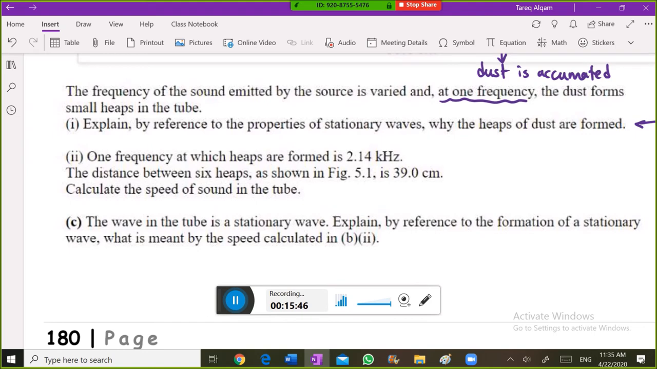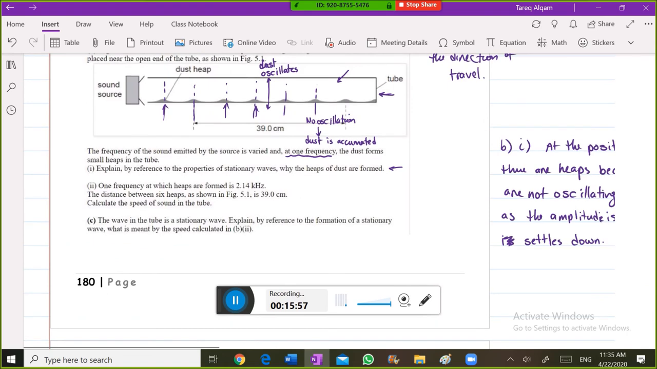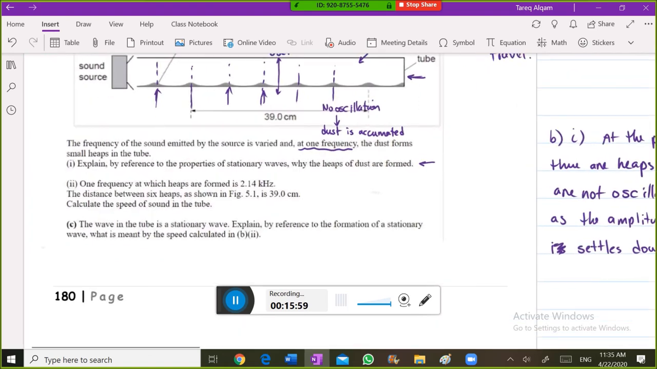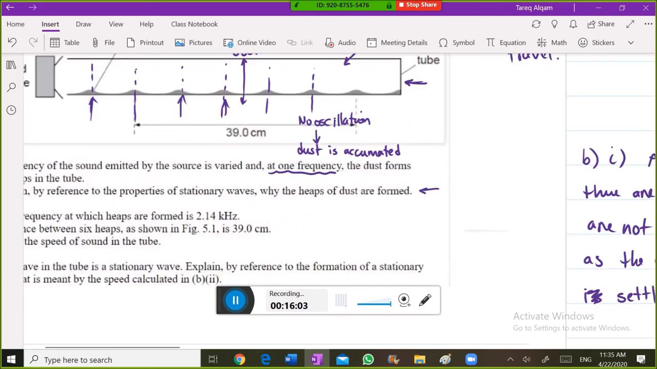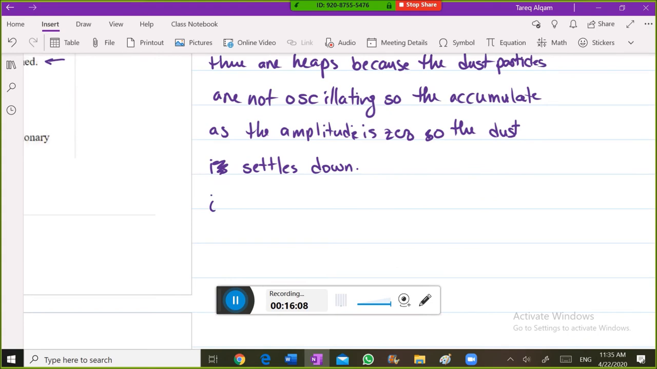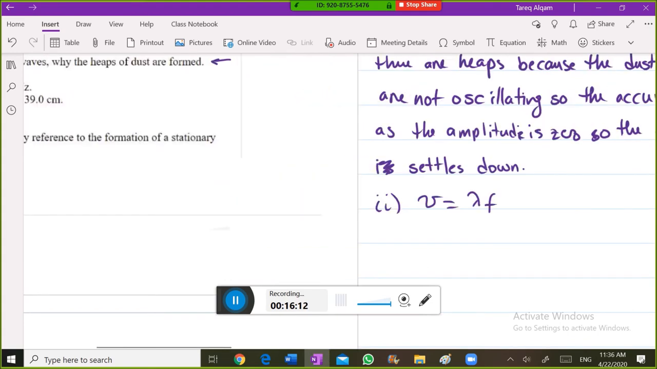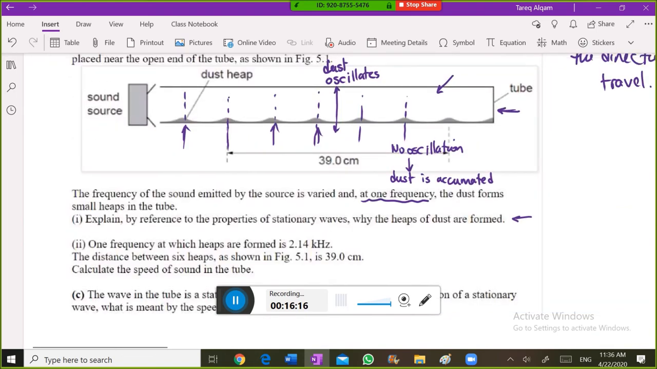One frequency at which heaps are formed is 2.4. The distance between six heaps as shown, calculate the speed of sound. As what we watched in the video, guys, this way can also be used to measure the speed of sound. In order to measure the speed of sound, we need frequency and wavelength. Speed equals wavelength times frequency. Frequency is given, found from the loudspeaker.